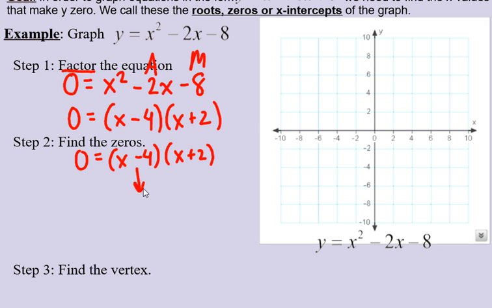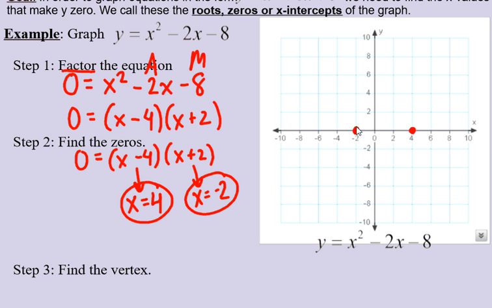My two x-intercepts, or zeros, or roots, whatever you want to call them, are x equals 4 and x equals -2. So I'm going to plot those. 4 and -2 are my two x-intercepts. Now, where is the vertex located?